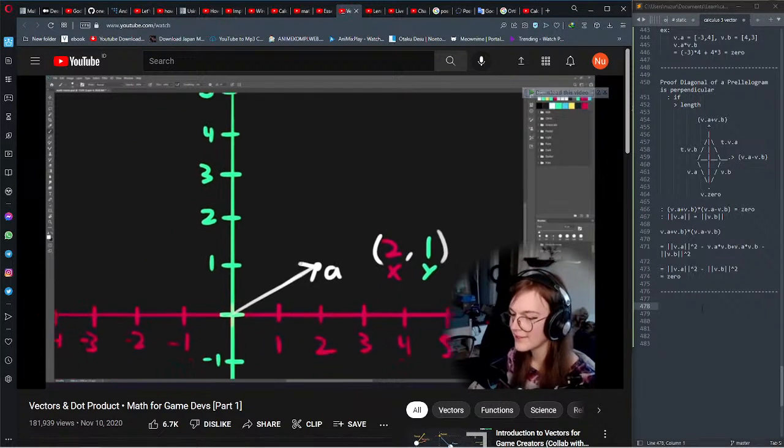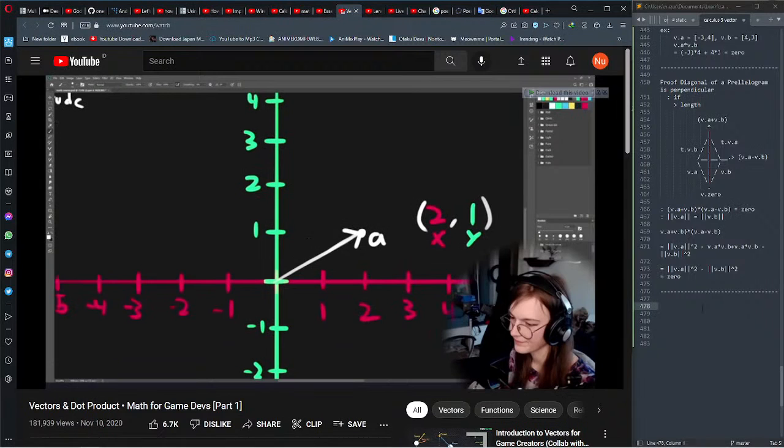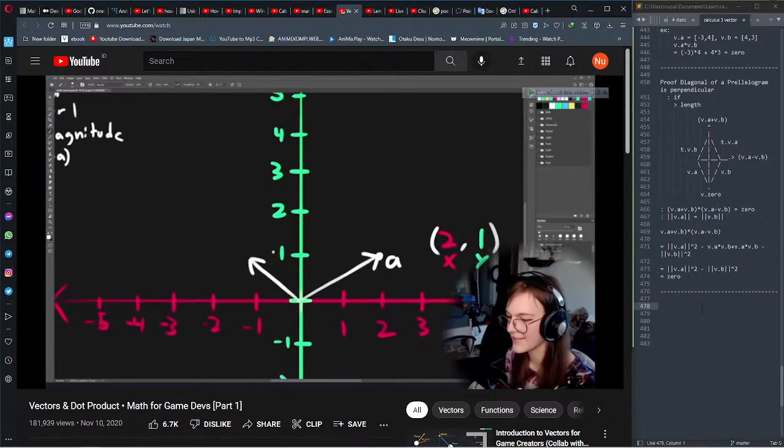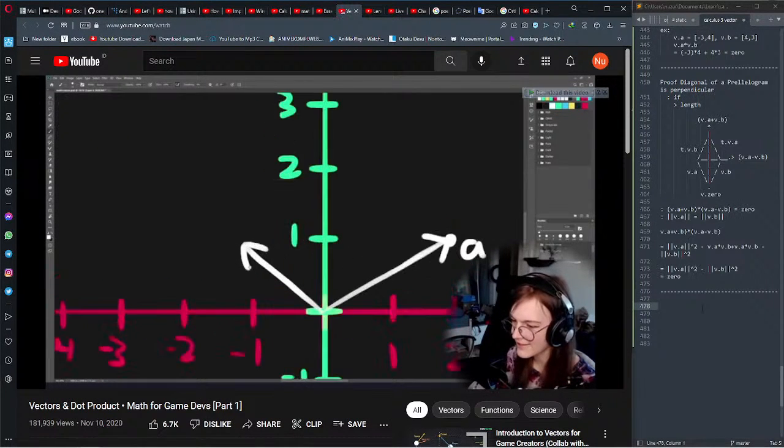Okay, so let's pick another vector. Let's say we want to do the vector here. So what are the coordinates of this vector? There we go, a question for class. How would we write the coordinates of this vector?